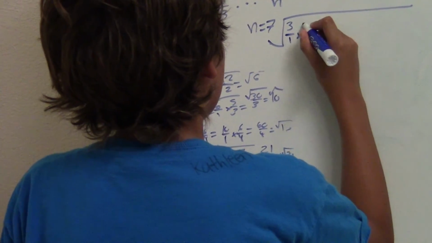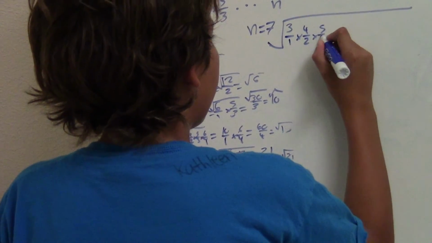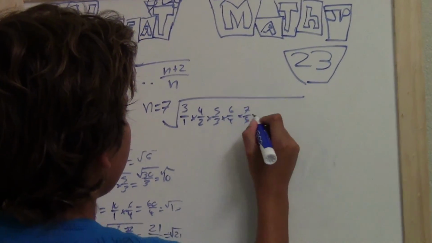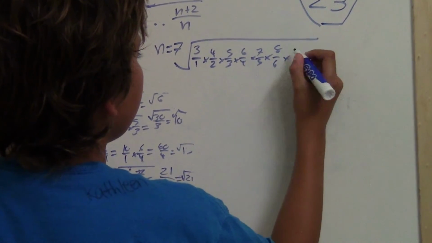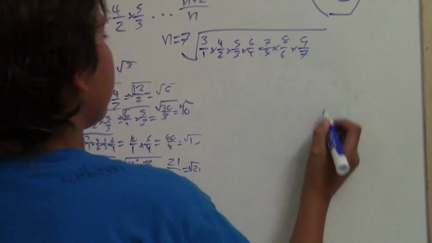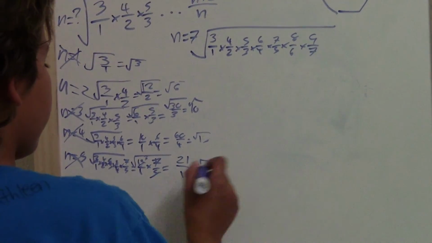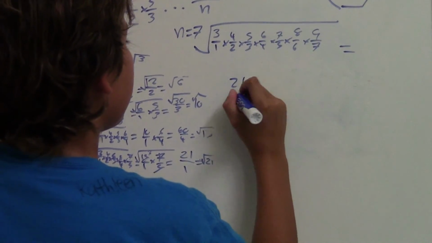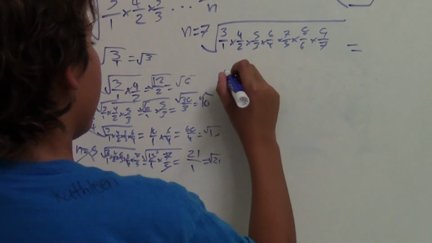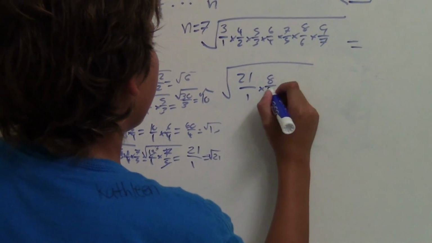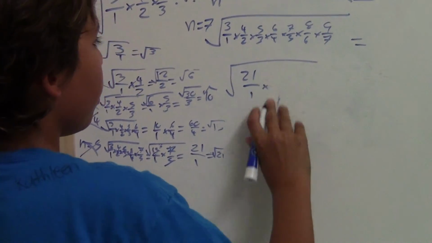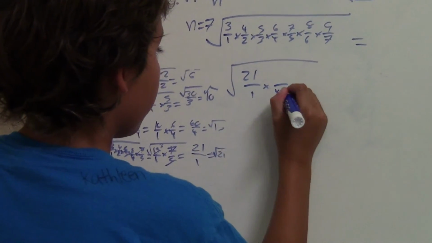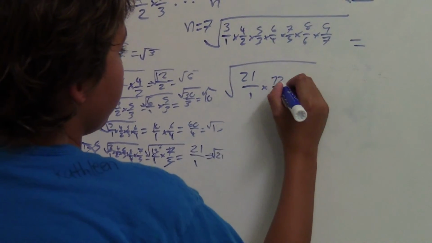3 over 1 times 4 over 2 times 5 over 3 times 6 over 4 times 7 over 5 times 8 over 6 times 9 over 7. Okay, with the 7 over 5, that equals, which is the same thing as 21 over 1 times 8 over 6. Oh, let's do these. Those would be, give me a moment, sorry, 42 over 72.